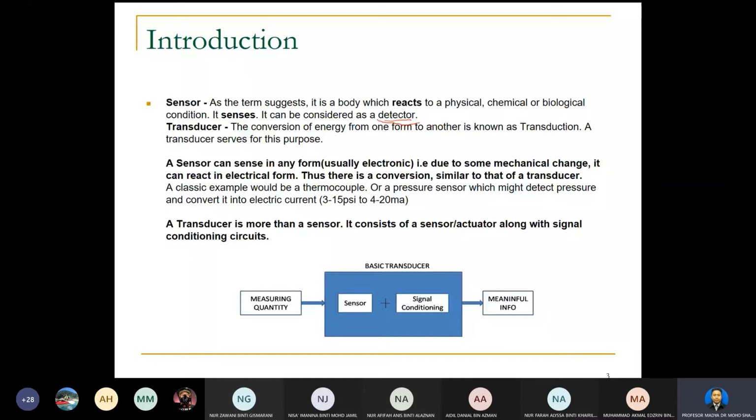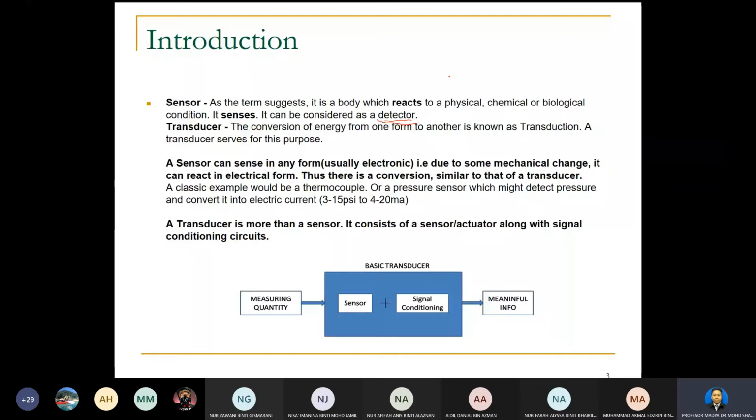And then the transducer: the conversion of energy from one form to another is known as transduction. So the transducer serves this purpose. That's why I mentioned to you the difference between the sensor and transducer. The sensor only has the sensing element. They just send the output. For example, it just detects the temperature, but the output of the sensor may be analog, or some type of electrical form such as voltage, current and so on.